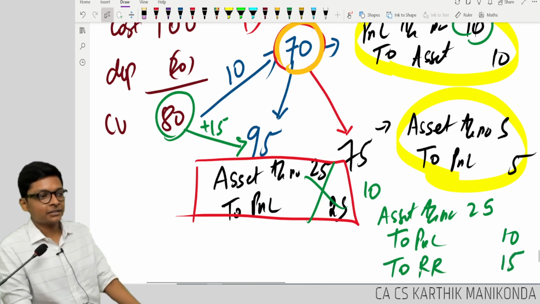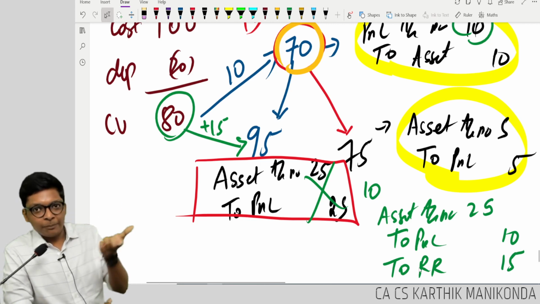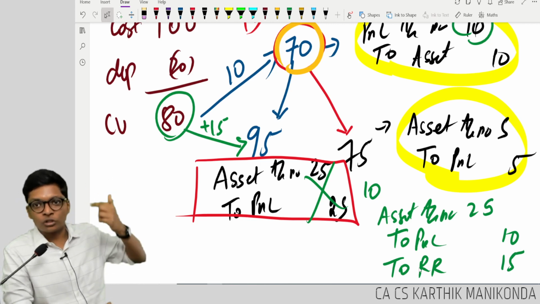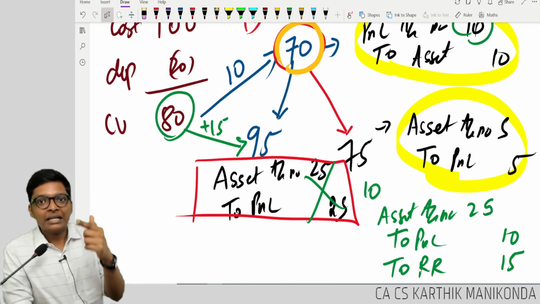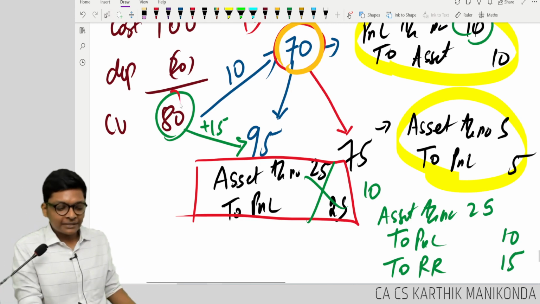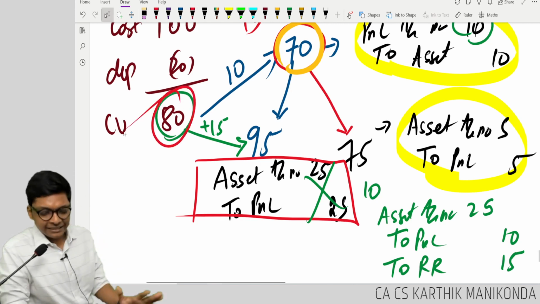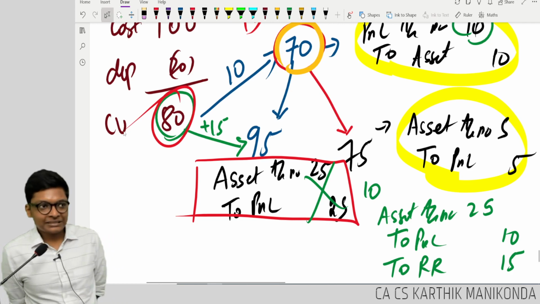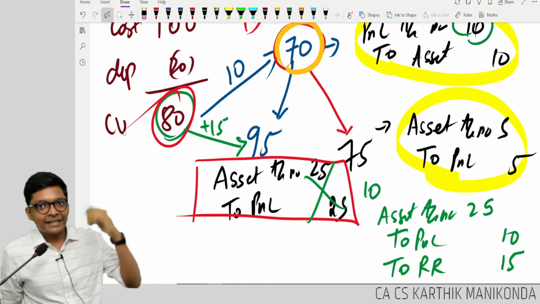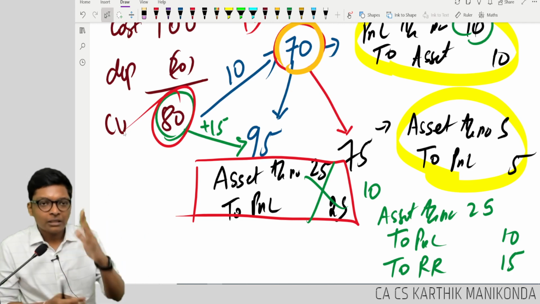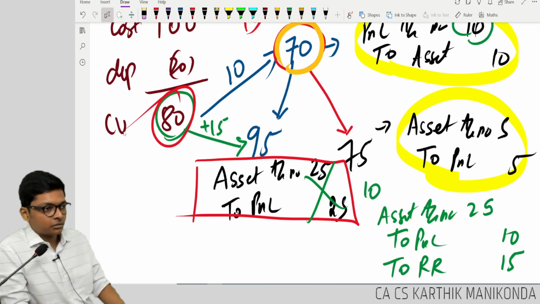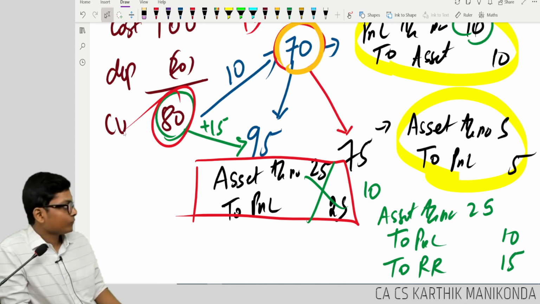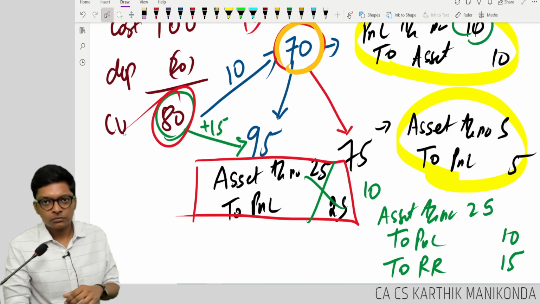Are you getting it, guys? So reversal beyond the original cost or beyond the original carrying amount is a revaluation. So any reversal beyond 80 in this case is a revaluation. This standard tells you to go read AS 10. Reading both together, this is our answer. Are you following, guys? Anybody wants me to repeat this again?